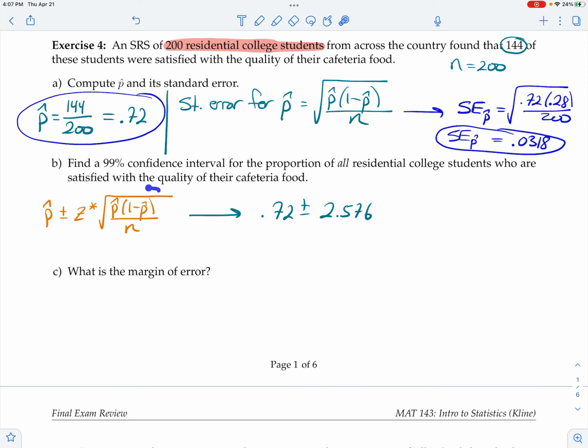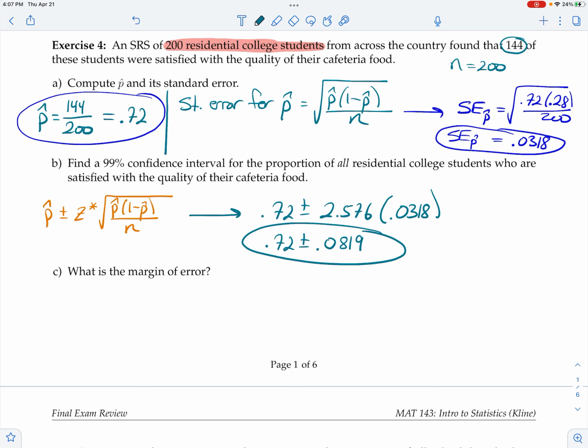Now, I could plug everything in here, but I already did it up there. I've got it right here, so I'm just going to multiply that times 0.0318. And when you do, you'll get 0.72 plus or minus 0.0819. And I'm happy just stopping right there.